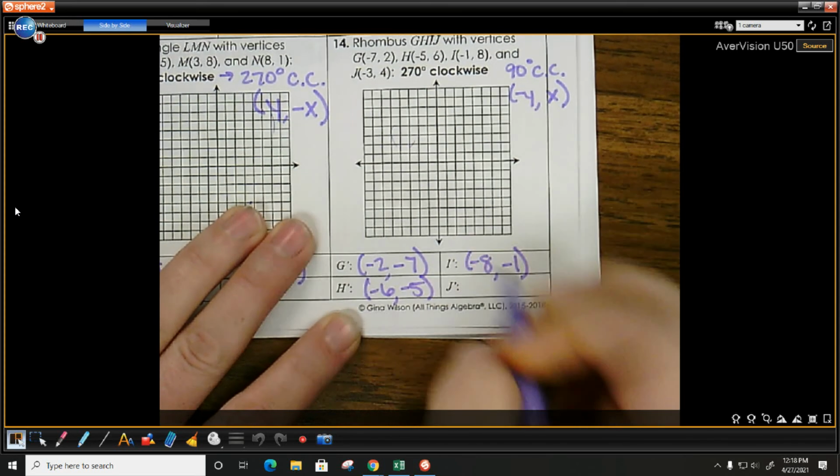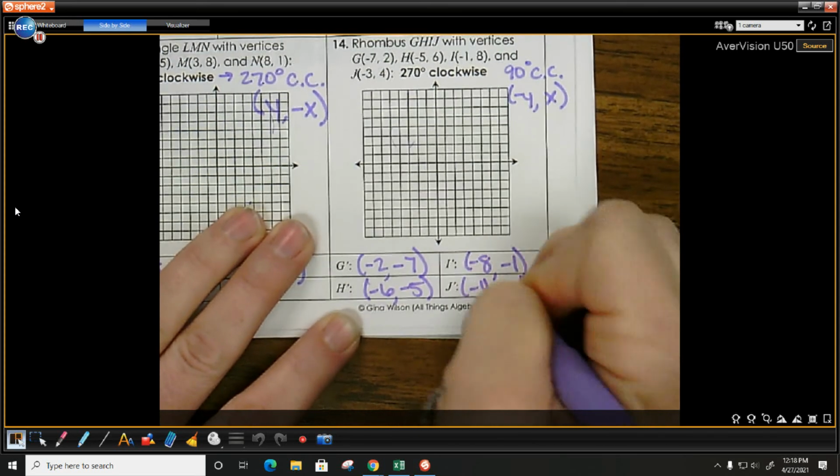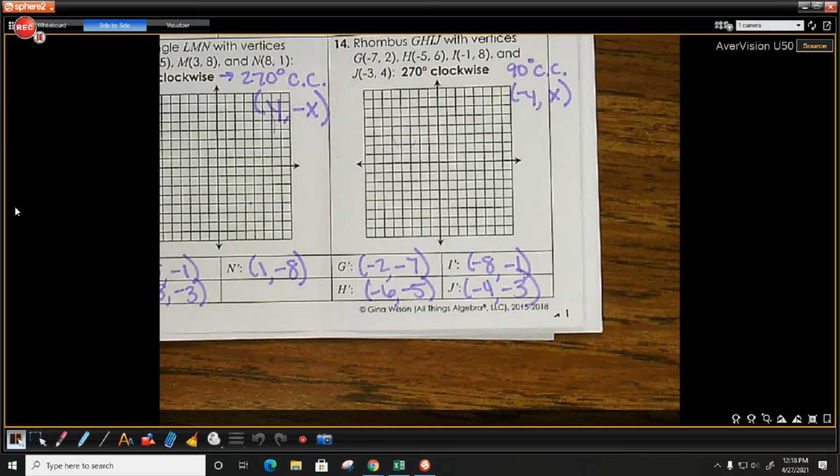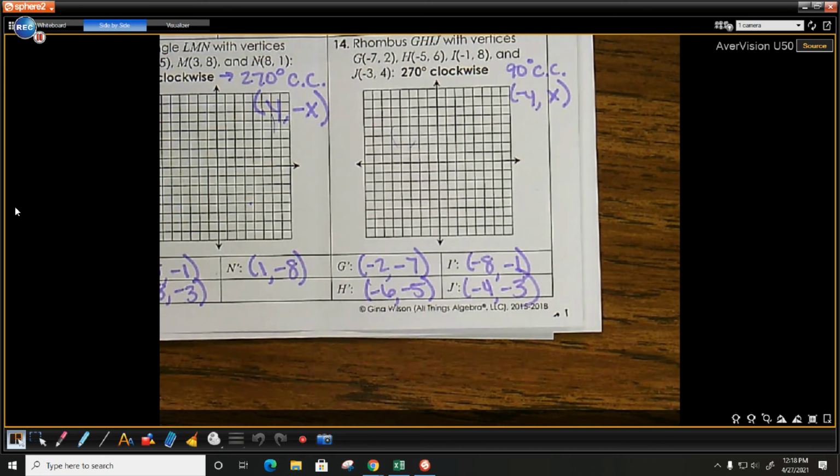Yay, we are done with this ridiculously long packet. Good? What are we doing next, class, guys? Reviewing. Then we are testing next Monday and Tuesday, okay?